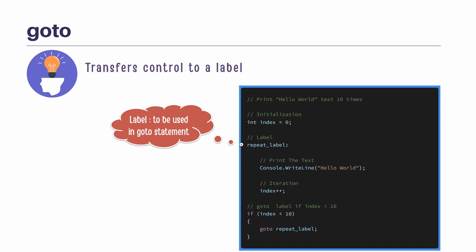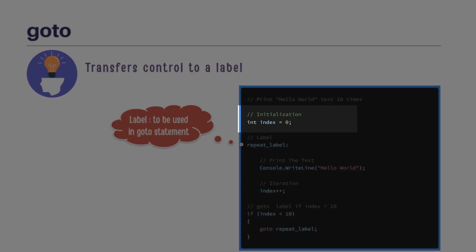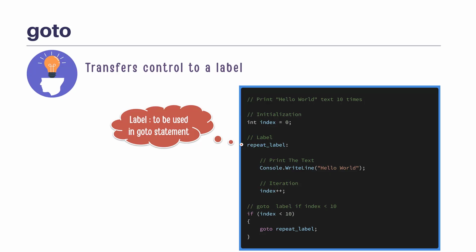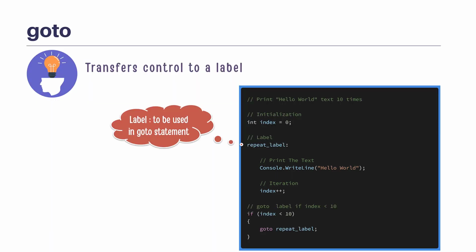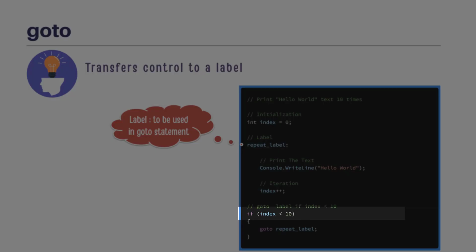Here, the code snippet is showing the usage of goto statement. It is trying to print the text hello world 10 times using goto statement. In this code snippet, there is an initializer which initializes the index variable to 0, and then there is a label of name repeat_label. The label is followed by the colon character. After the label, there is a single statement to print hello world. And then there is the iterator statement to increase the value of index variable. On the next line, the conditional statement verifies if the value of index variable is less than 10. And if it is, then the control is transferred to the repeat label using goto statement.